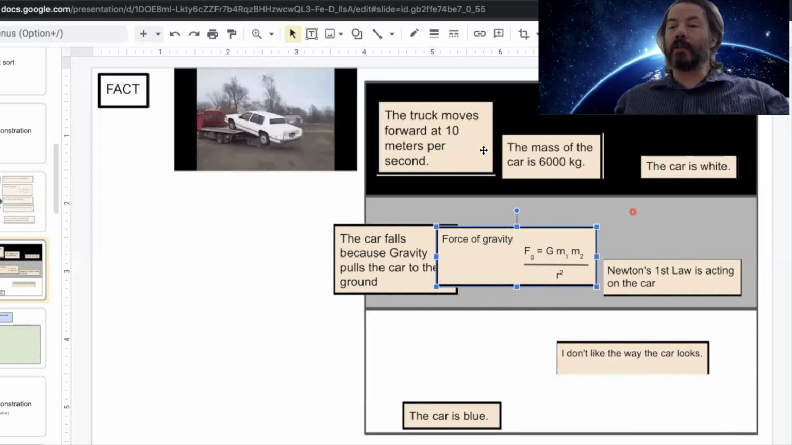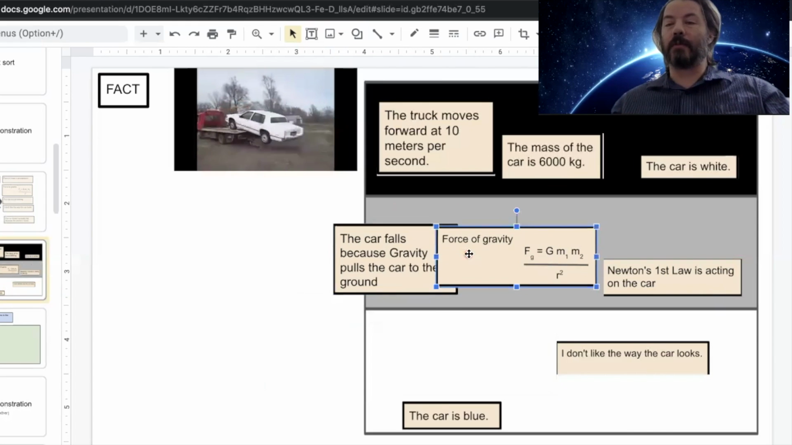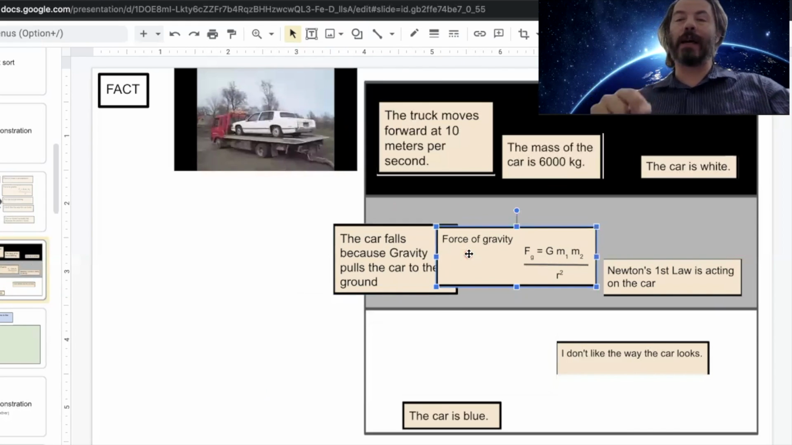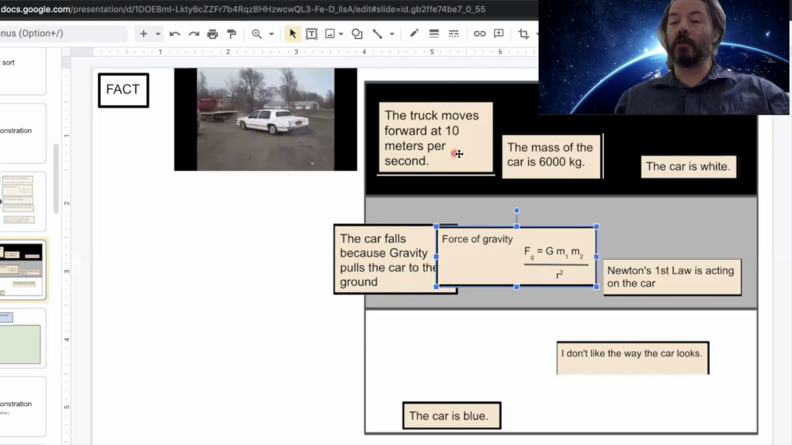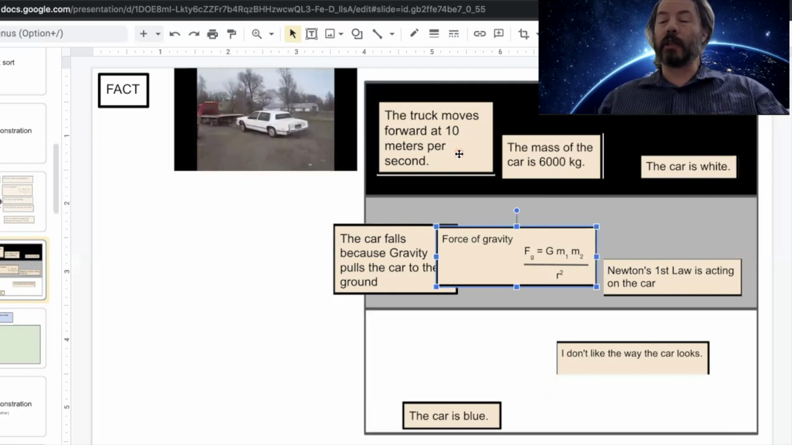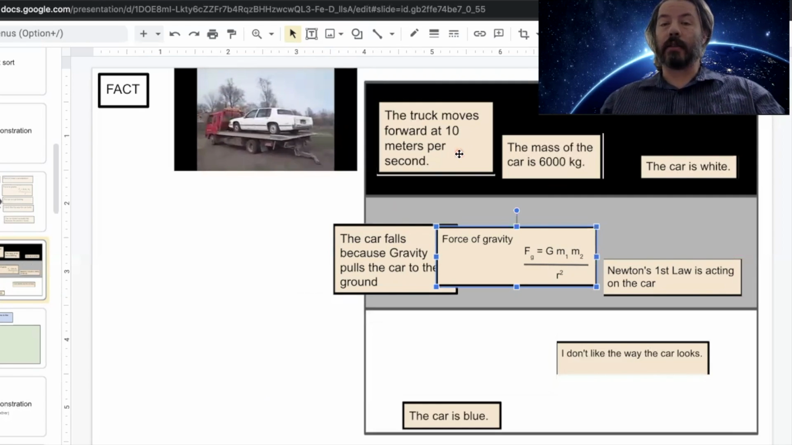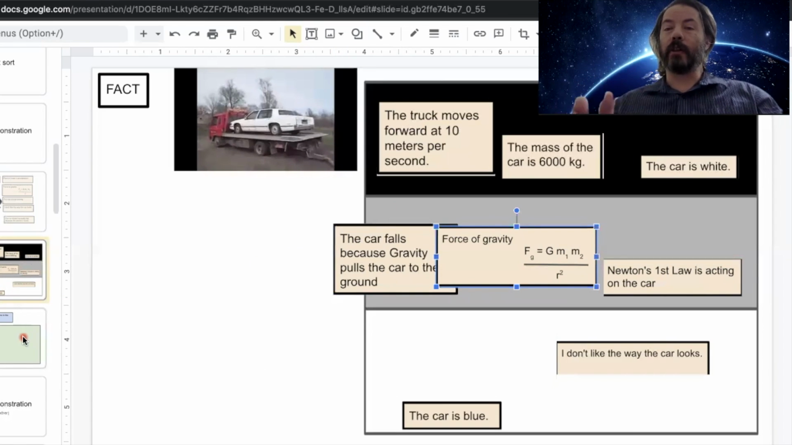So the gradient sort, the most important thing about this is being able to explain why you put your answers where they are, and also be willing to change your answer if you realize that you made a mistake or someone else gives you some input that makes it clearer.